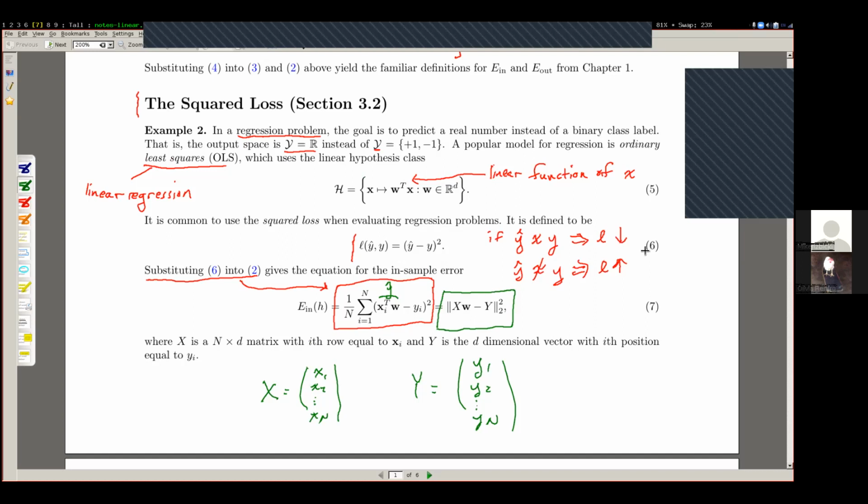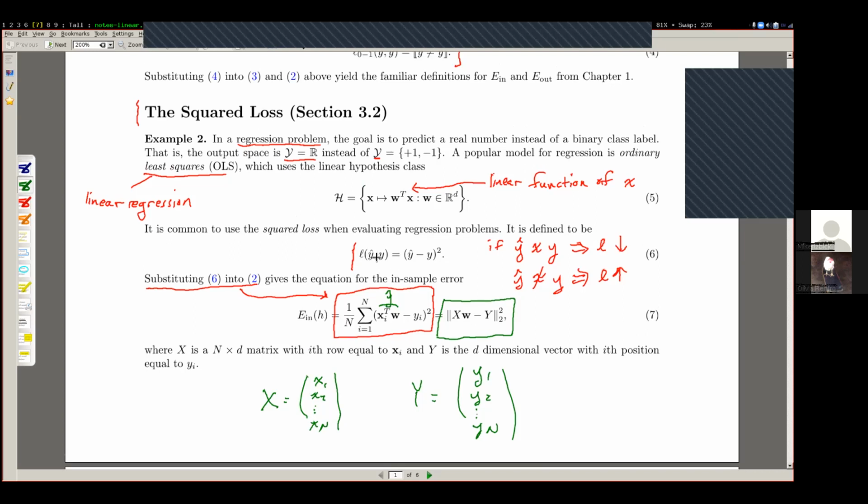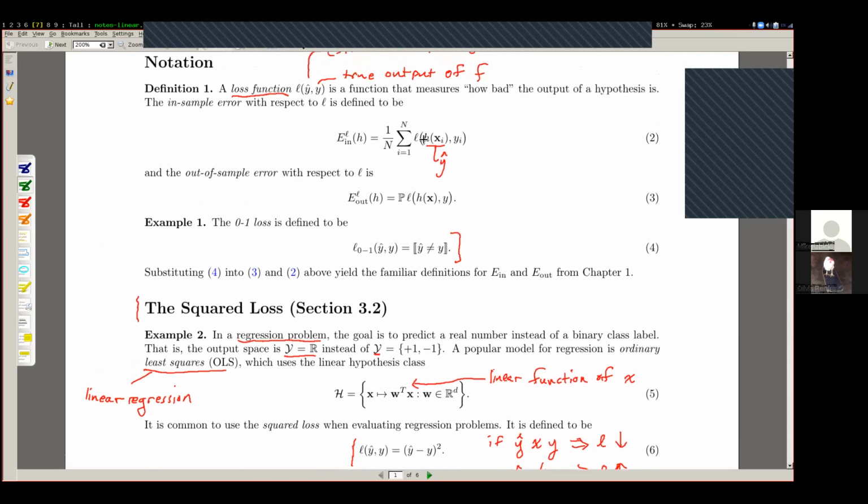How did we go from equation 6 to equation 7? Yeah. So this L right here, if we just substitute in this L, then we'll get that that's equal to 1 over n, sum from i equals 1 to n. This L is defined as y hat minus y. Y hat is this thing on the left over here. So this is h of x sub i minus y squared. So that's just doing this substitution immediately.